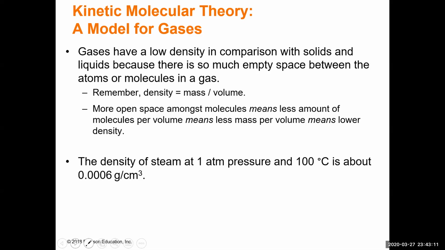Now remember that density equals mass per volume. So when we have more open space amongst these gas molecules, because we have so much open space, that's going to mean that we're going to have less molecules per volume because most of it's going to be empty space. If we have less molecules per volume, that means that we have less mass per volume. And if we have less mass per volume, we have a lower density.